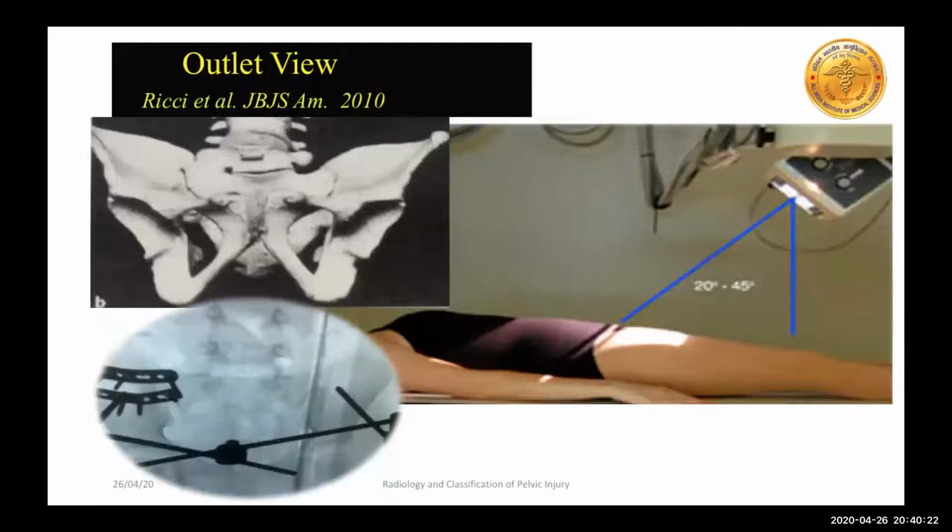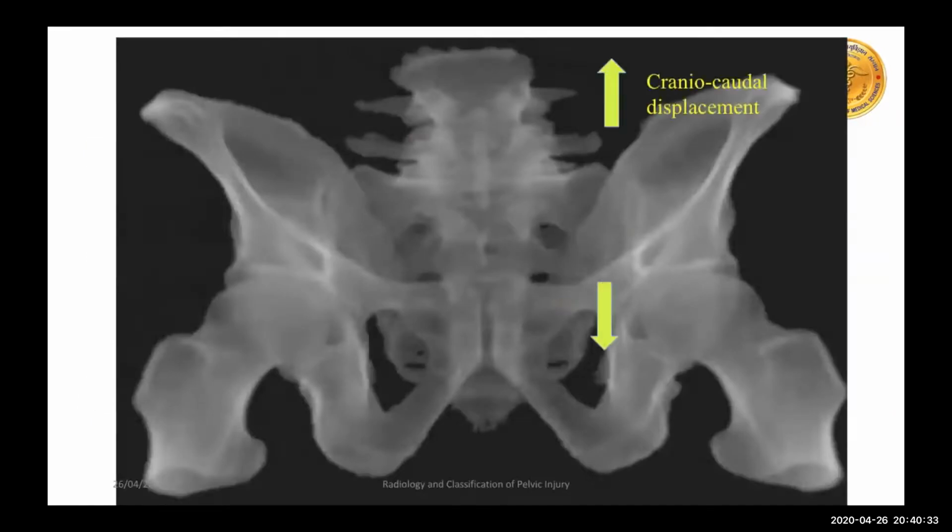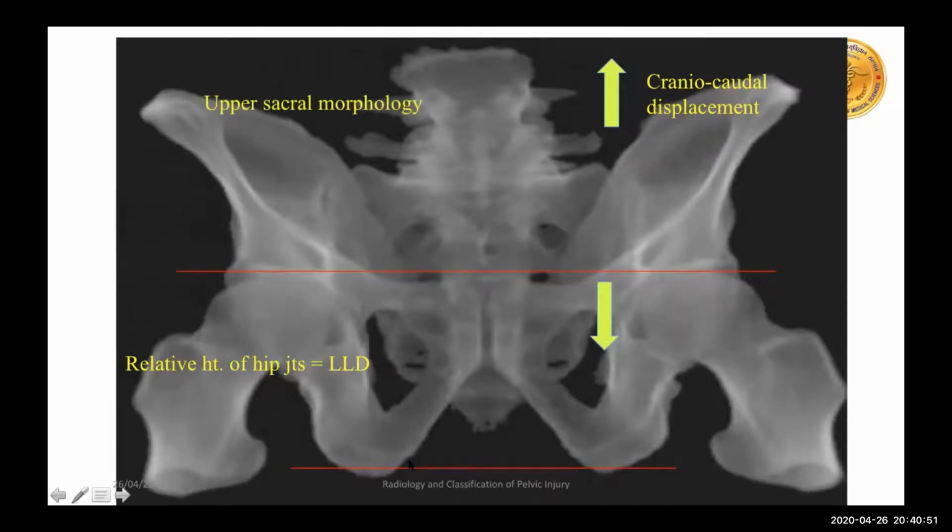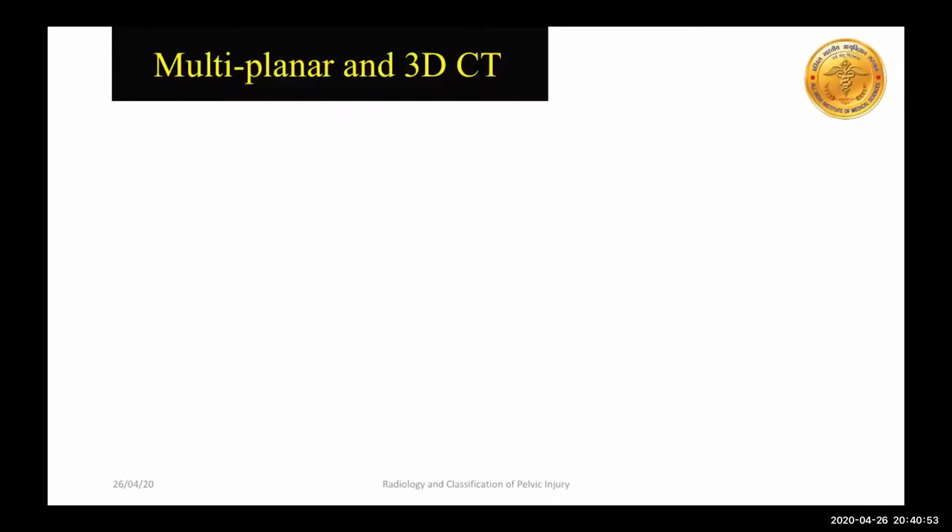What next we need to do is our outlet views, wherein the X-ray tube shifts about 30 to 40 degrees caudad, and the patient is lying supine. And what this does is it tells us what is happening to the posterior pelvic ring. So the craniocaudal displacement, the relative height of the hip joints and the limb length discrepancies, and the posterior pelvic ring, the sacrum and the sacral foramina are visualized in full profile. So these are the additional pieces of information that we can get from the inlet and outlet views.